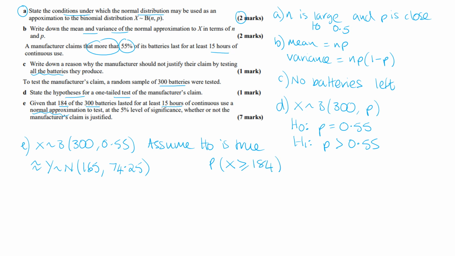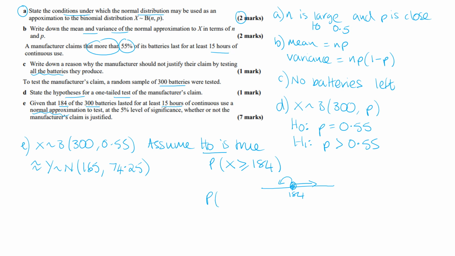On the basis that we think H0 is true, we would think 0.55 of the batteries would last, and so 0.55 of 300 is our mean, the 165. On the basis that we think 165 will last more than 15 hours, what's the probability of 184? Now because we've done a normal approximation, if you think where 184 is, we're going to be thinking it's bigger than that.